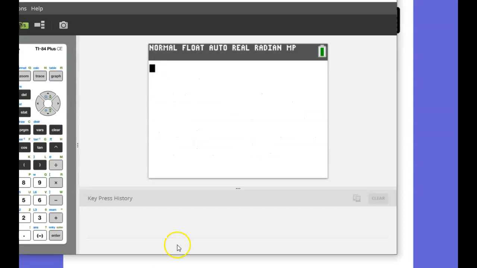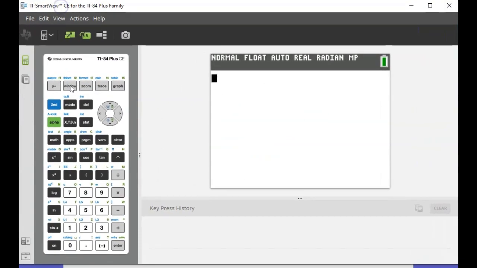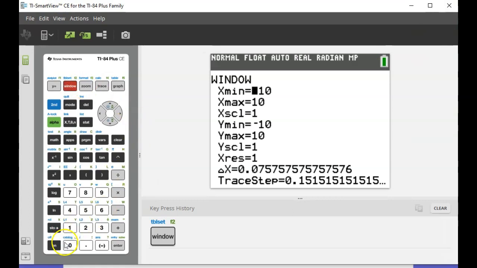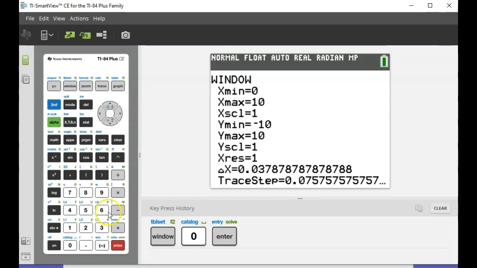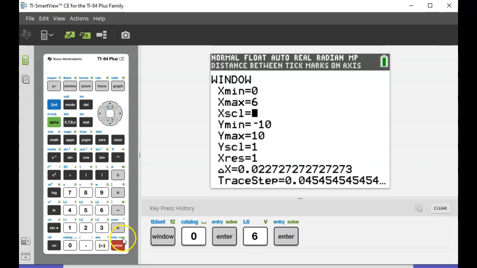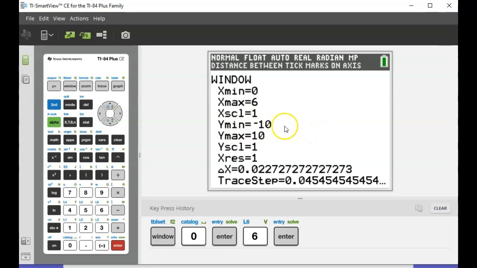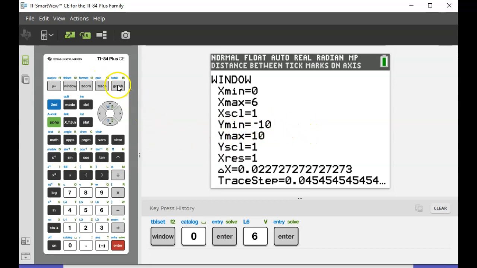So I think actually in this case I do want to look at the graph. Let's go to window settings, and since we're on the interval from 0 to 6, we'll let xmin be 0 and xmax be 6. Our x scale is 1, and I'm not worried about the ymin and ymax because I have a negative and a positive value. I just want to see the x-axis, so that should definitely show up on our graph.